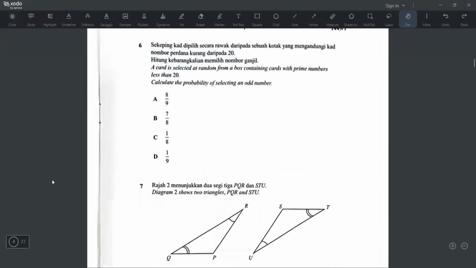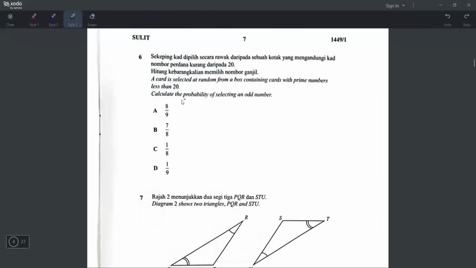Okay, number 6. This is a probability question. Yeah, I see this word already. Okay, a card is selected at random from a box containing cards with prime numbers less than 20. Calculate the probability of selecting odd number. Okay, the formula to find probability is P(A) equals n(A) over n(S). So P(A) is like a probability of a certain event. It could be any event. It could be even number. It could be boy. It could be girl. Then the formula will be number of that event divide with n(S), which is the total.